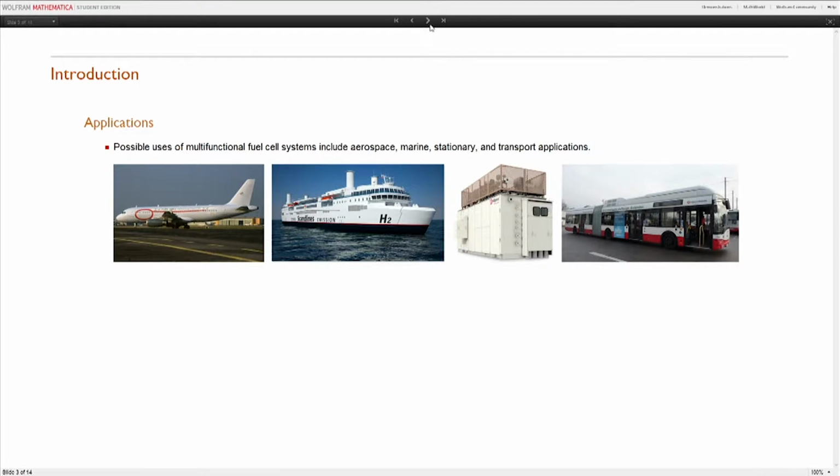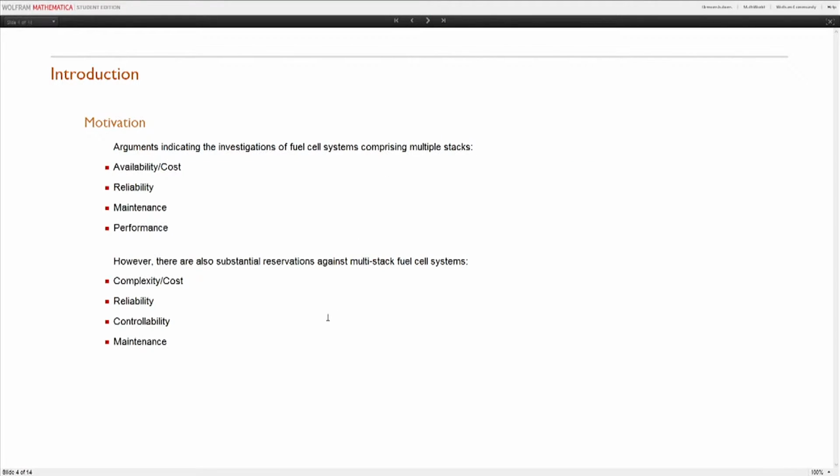So what's the motivation for considering more than one fuel cell in a single system? The first advantage might be availability and cost. Commercial fuel cells are available in different sizes, and if you have a specific demand of power output, then it might be cheaper if you can size your system with existing fuel cells and not have the need to design a special one adapted to your requirements. That might save time and cost.